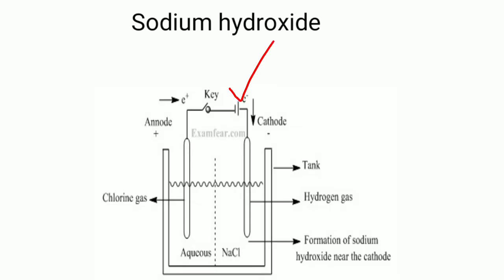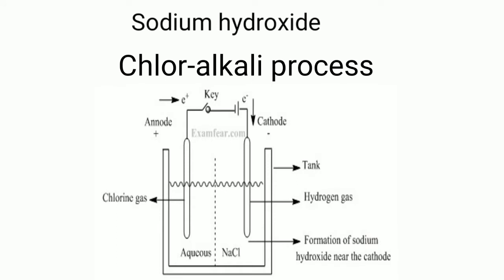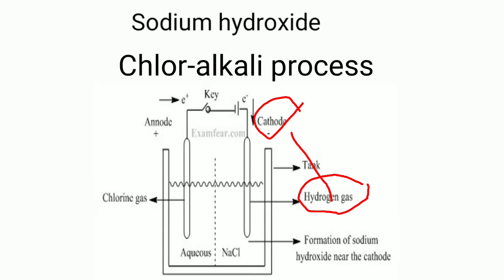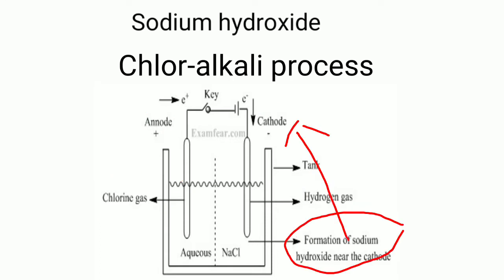When electricity is passed through an aqueous solution of sodium chloride, which is called brine, it is decomposed to form sodium hydroxide. The process is called the chlor-alkali process because of the products formed: chlor for chlorine, alkali for sodium hydroxide. When common salt is added to water, it decomposes to form sodium hydroxide, chlorine and hydrogen gas. Here, chlorine is collected at the anode and hydrogen gas at the cathode. Sodium hydroxide is formed near the cathode.